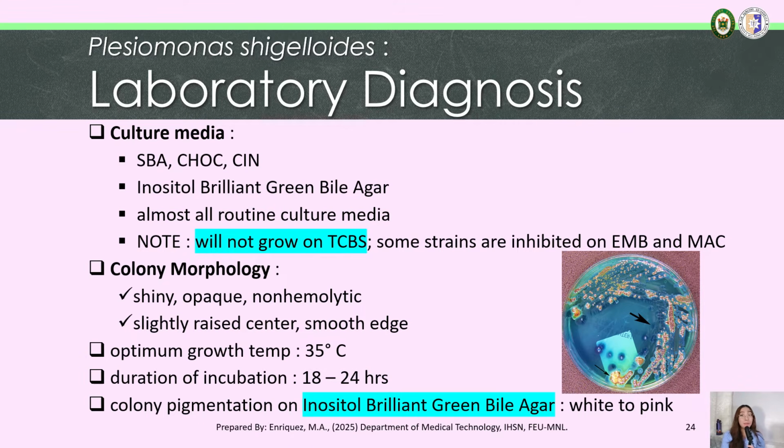Eosin methylene blue and MacConkey agar may exhibit the growth of some strains, and any other culture media is fine, but the inositol brilliant green bile agar is the most recommended for the isolation of Plesiomonas shigelloides, and the colonies will appear shiny, opaque, with a slightly raised center and a white to pink pigmentation, as we can see right here on this photo.